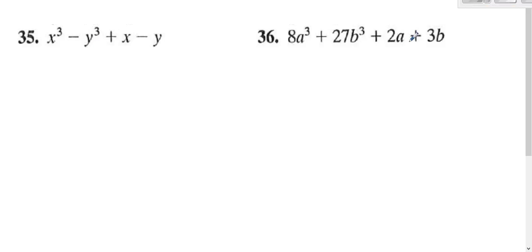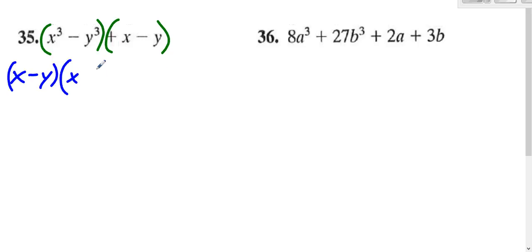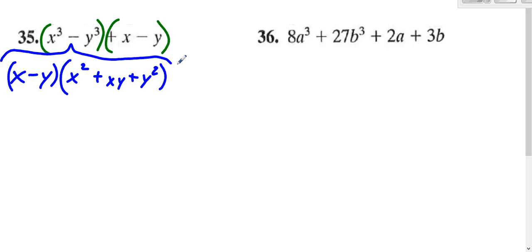So, these ones have four terms, so let's do grouping. There's nothing in common to factor out. But x cubed minus y cubed does factor. Even if it's not a common factor, it does factor because it's a difference of cubes. So you do the x and the y, and then it's squared, multiplied together, squared, same sign, opposite sign, always positive. That's how that first part factors.